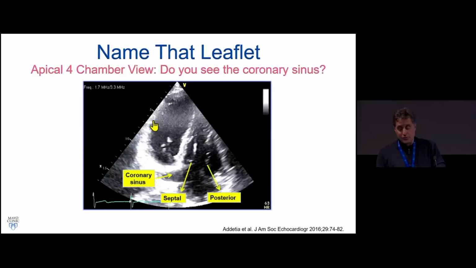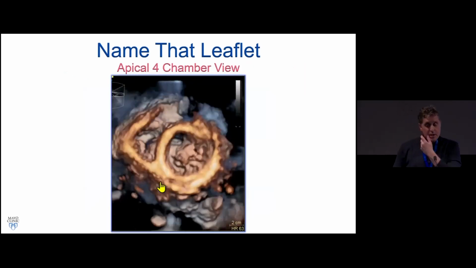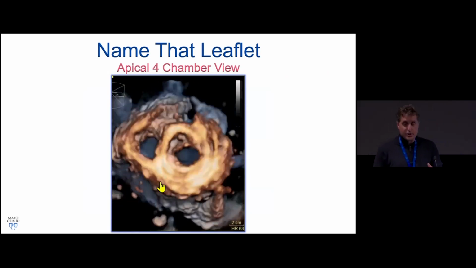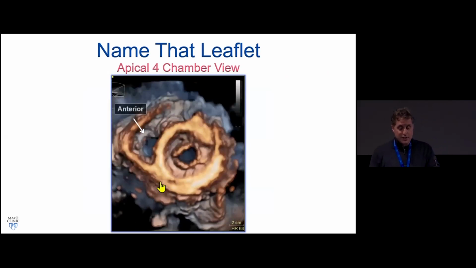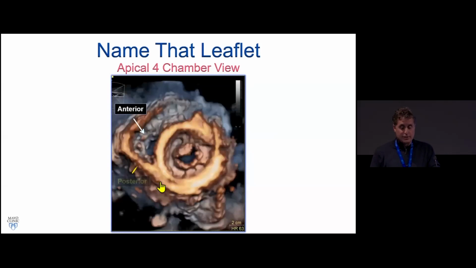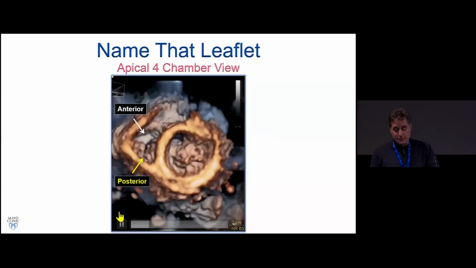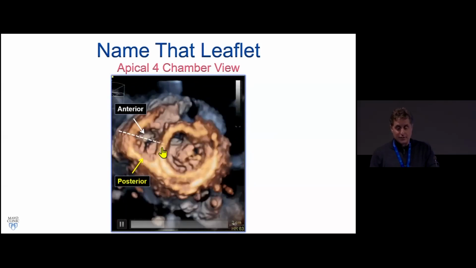One clue is if we see the coronary sinus, we're probably more posterior, and this then would be the posterior leaflet. But of course, we have 3-dimensional echocardiography. This is a transthoracic image. This is, again, the same picture. I show anterior, posterior, and then the leaflet adjacent to the septum would be the septal leaflet itself.